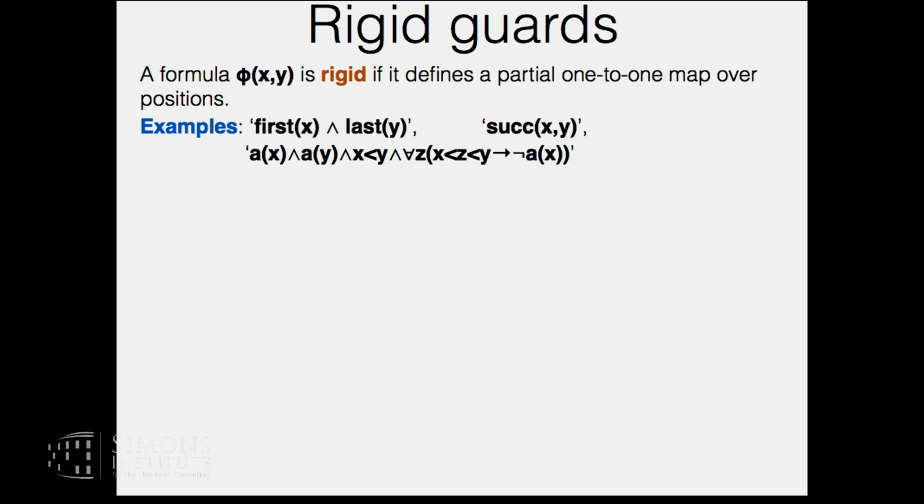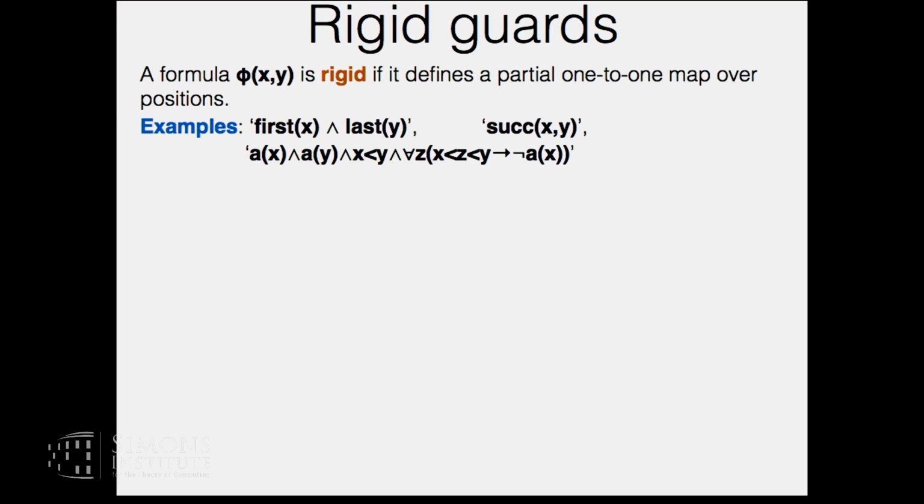You can say, so, examples. The first, x is the first and y is the last. That's a bit trivial example, but indeed it happens. If you know x, you know y, and well, you don't even need to know x to know y. But the successor relation is of this form, because if you know x, you know who's the successor, and if you know the successor, you know who's the predecessor.